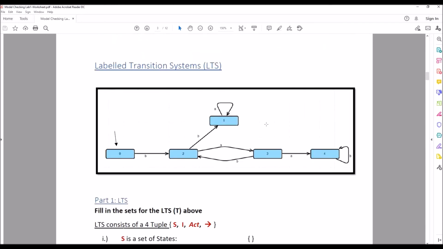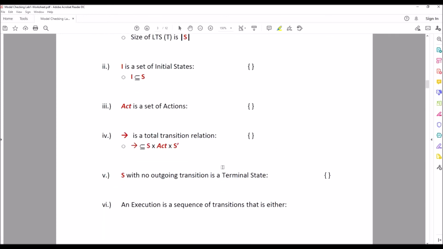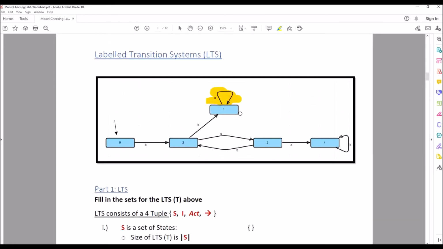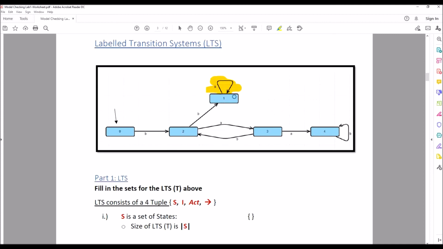Now, let's say we delete this transition. Let's highlight it like that. Let's say that that no longer exists. Now, if we take 0, transition B to 2, transition B to 1, this is now a terminating or terminal state. We have no outgoing transition. This is where the labeled transition system will end. We cannot go anywhere from here. That is just what a terminal state is.